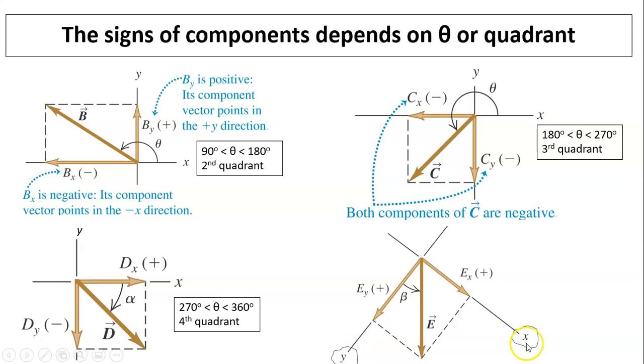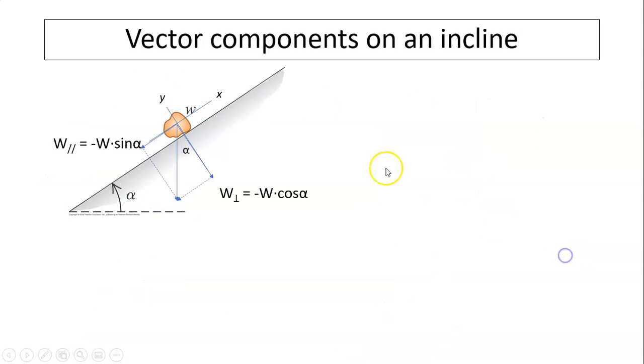And sometimes you have to pay attention to how X and Y is given. In this case, both X and Y are positive. And the Y direction actually is cosine, because it's adjacent to your beta, and the X direction is sine because it's opposite of your angle.